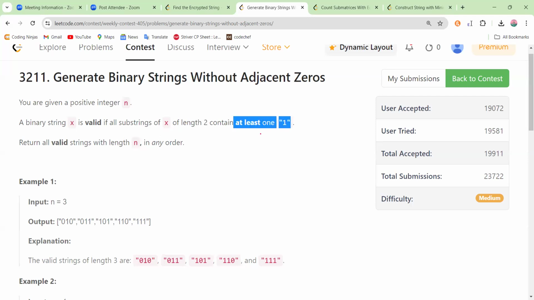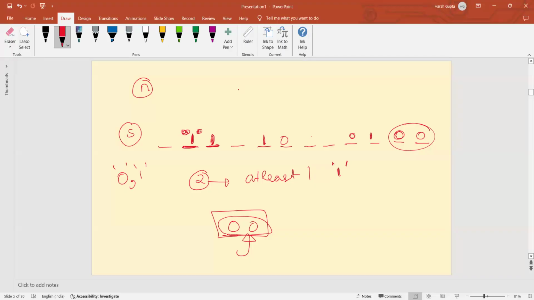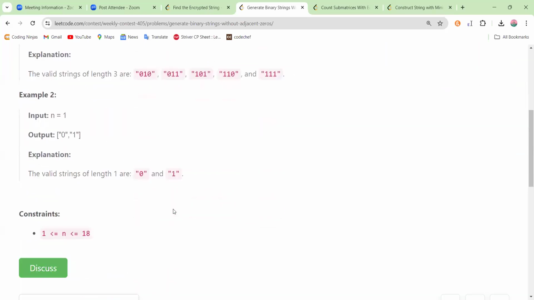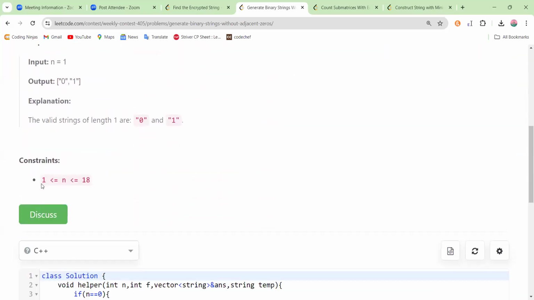So from this statement, we are pretty much clear that we don't want consecutive zeros. Consecutive zeros are not allowed, isn't it? Now, let's look up the constraints. The very helpful part for this question, the thing that makes this question very easy, is the constraints. You are given the length n as 1 to 18. This means that the maximum length of the string that you need to construct is only 18.